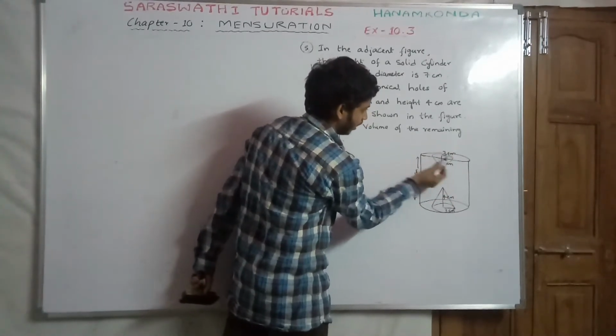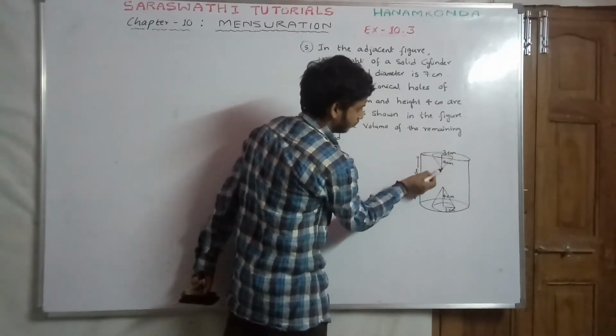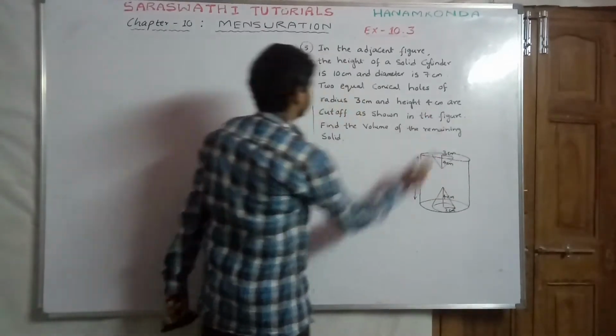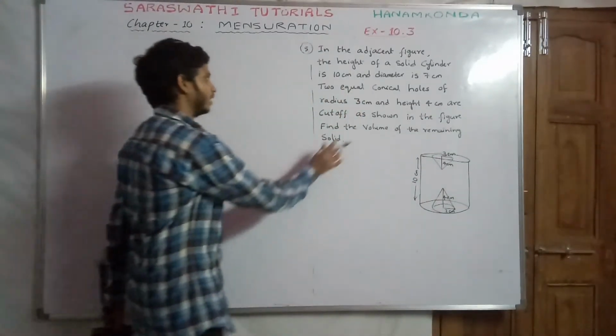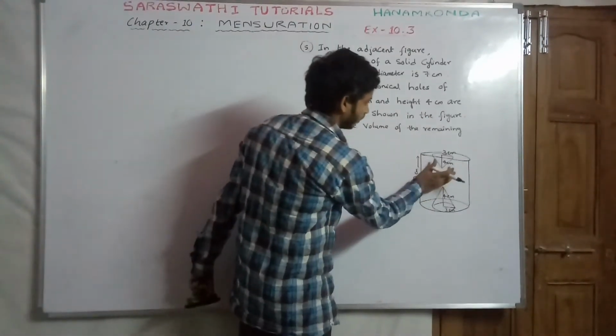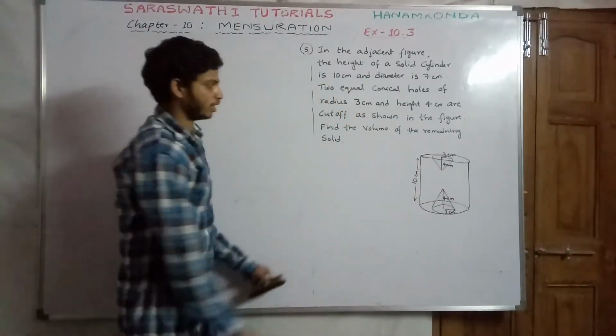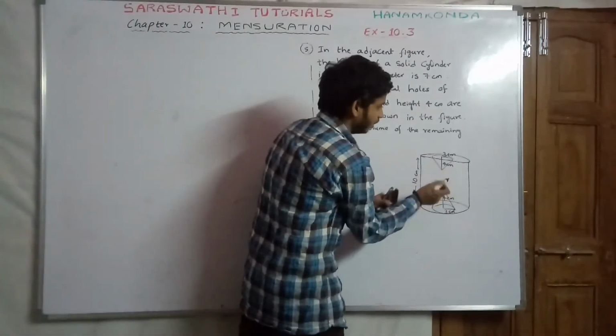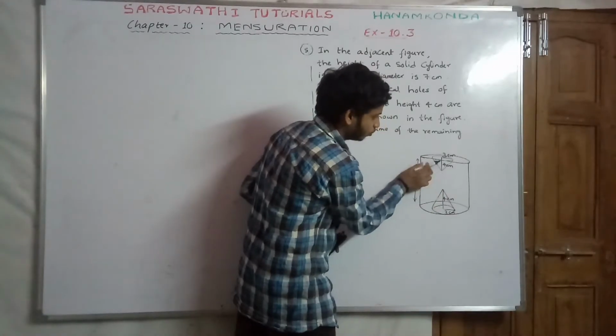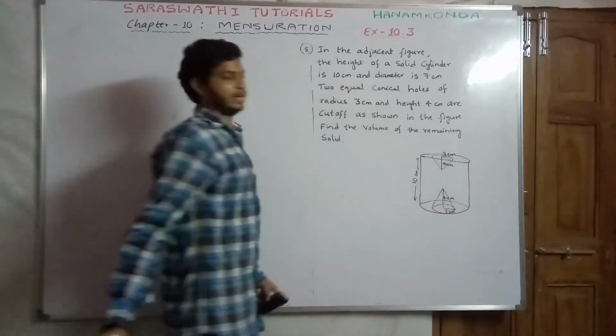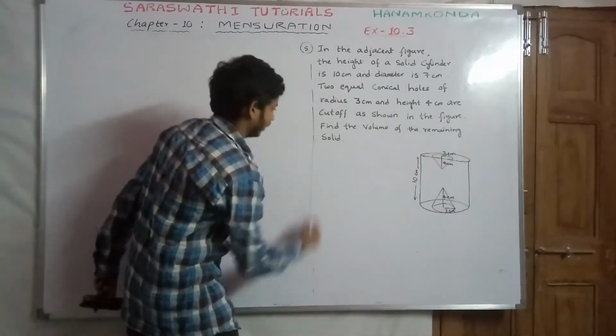The dimensions of the cone are given: the height of the cone is 4 centimeters and the radius is 3 centimeters. Find the volume of the remaining solid. In order to find the volume of the remaining solid, we have to subtract the volume of these two cones from the volume of the cylinder. So first, write the given data.